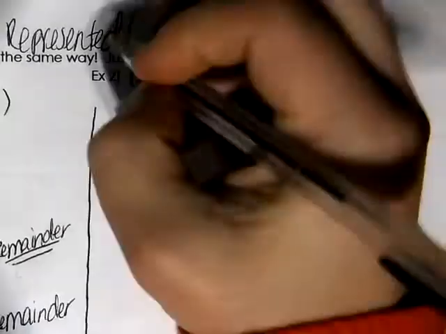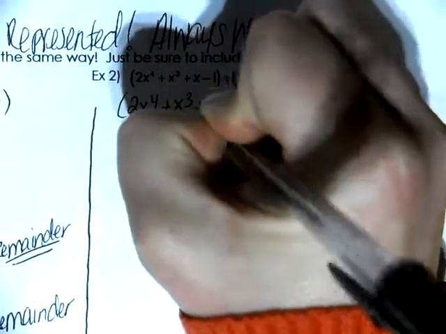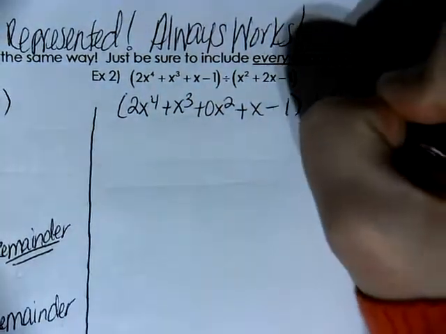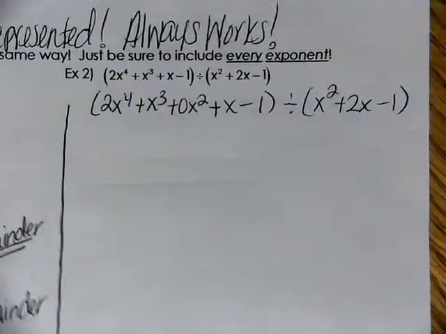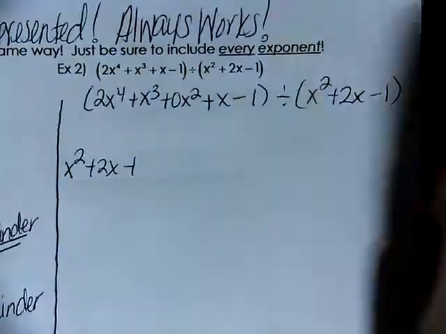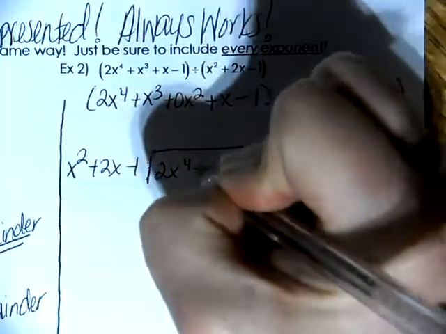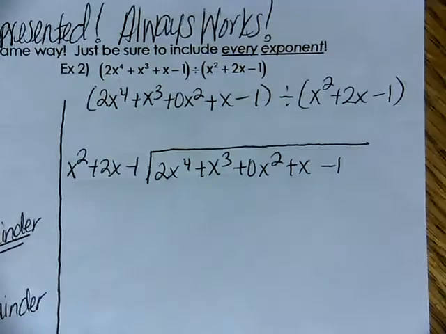So making sure that every degree is represented, I'm going to need to insert a 0 in the x squared position. 2x to the 4th plus x cubed plus 0x squared plus x minus 1 divided by x squared plus 2x minus 1. So once again, in both parentheses, you need all of your degrees to be represented. I am going to put x squared plus 2x minus 1 on the outside, and underneath the box, I'm going to put 2x to the 4th power plus x cubed plus 0x squared plus x minus 1.